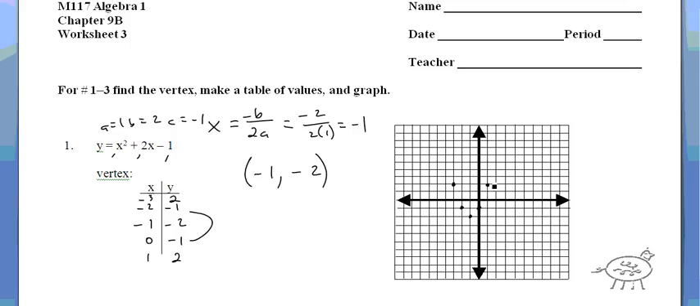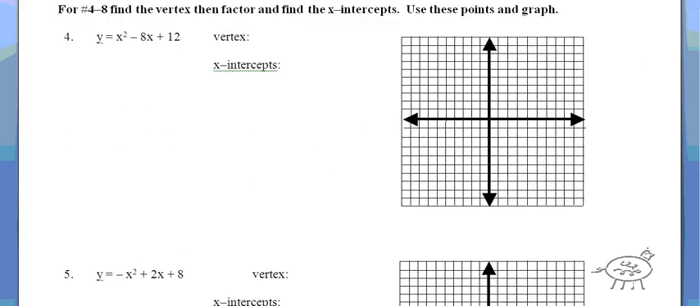You guys should recognize that x squared's positive. It's going to open up. And that's your graph. Pretty easy, right? So that's what basically the first 3 problems are like. All right, so let's move on to problem number 4.